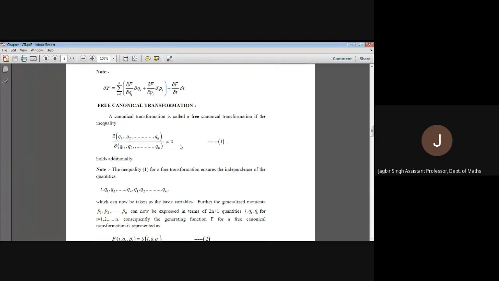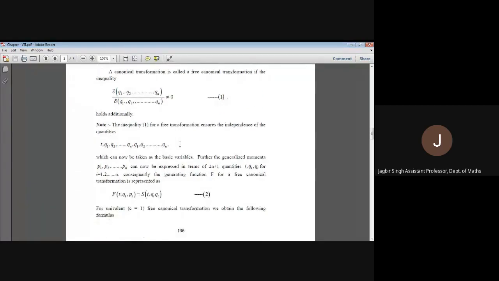Now, it is stated here that we have discussed replacing F in star, then the variation. Basically, what happens here, we are assuming that t, q1, q2, qn and q̃1, q̃2, q̃n are independent quantities. So we can express p1, p2, pn in terms of q̃1, q̃2, q̃n, and then replace p1, p2, pn in F. Now the expression will be a function of t, q1, q2, qn, and then q̃1, q̃2, q̃n.